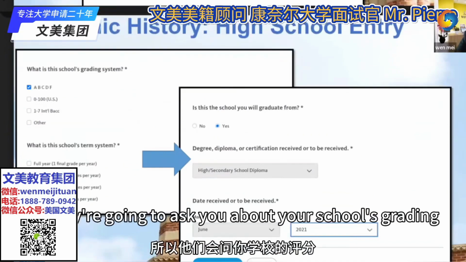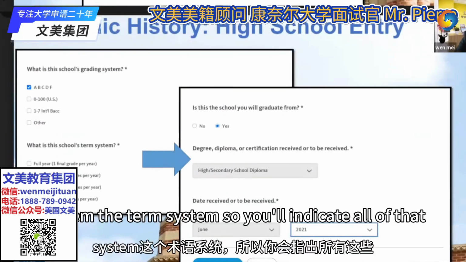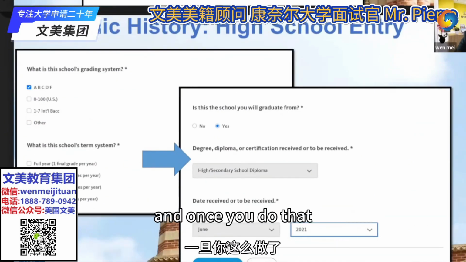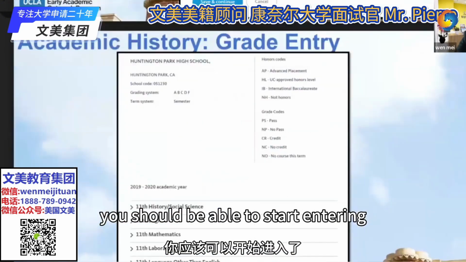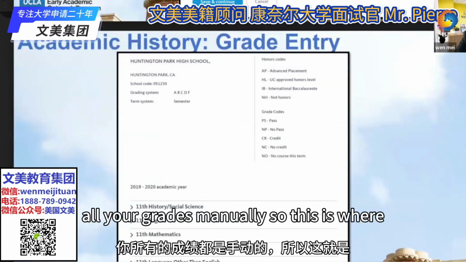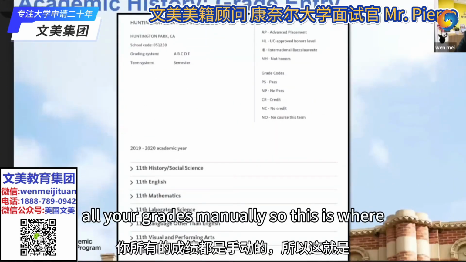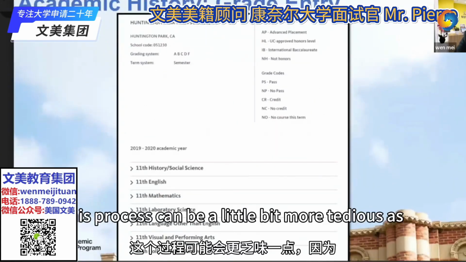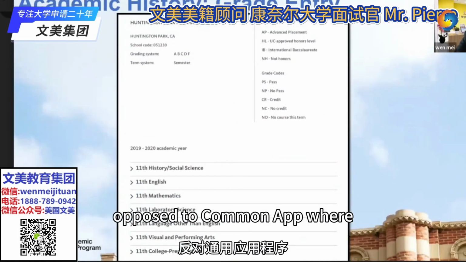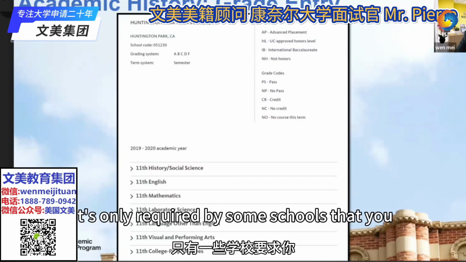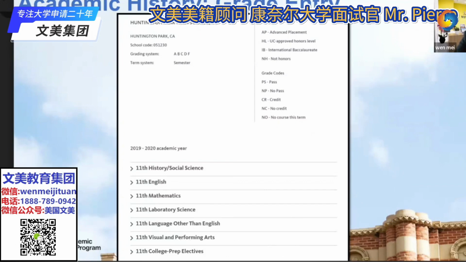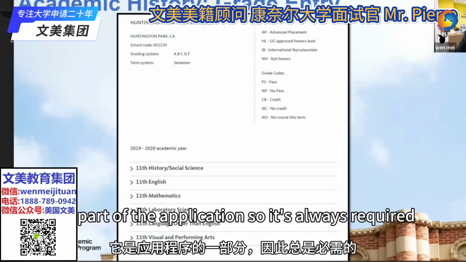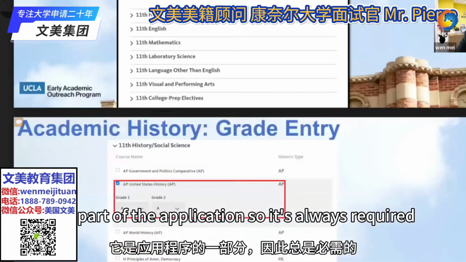So they're going to ask you about your school's grading system, the term system, so you'll indicate all of that. And once you do that, including your graduation plans, you should be able to start entering all your grades manually. So this is where this process can be a little bit more tedious as opposed to Common App, where it's only required by some schools that you enter your courses and grades. But for the UC app, it's part of the application, so it's always required.